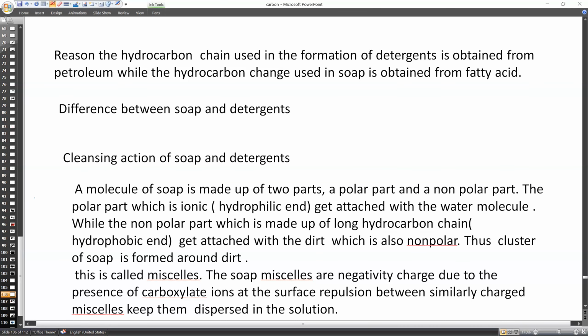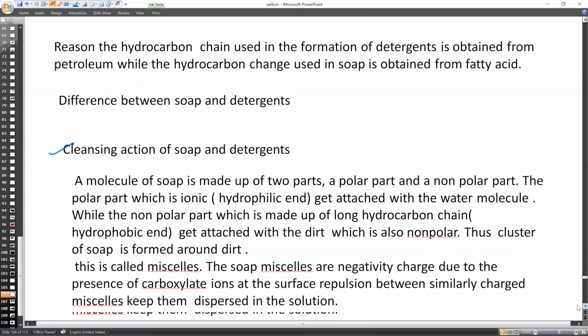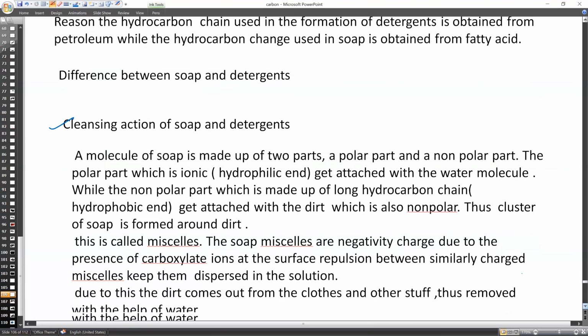Okay, so here is the answer for how the cleansing action of soap works. We can write it: cleansing action of soap. Okay, note it down in your copy. A molecule of soap is made up of two parts, a polar part and a non-polar part. Okay, are you getting this one? Tell me fast.